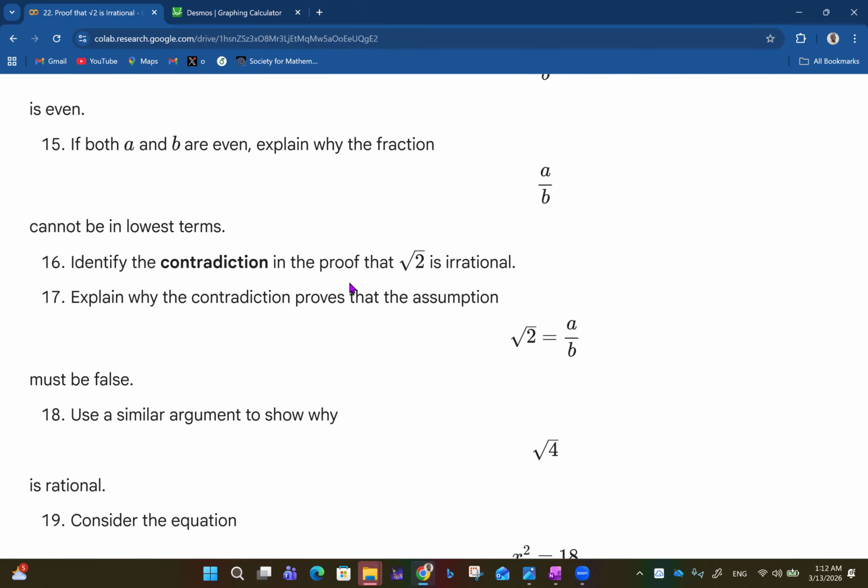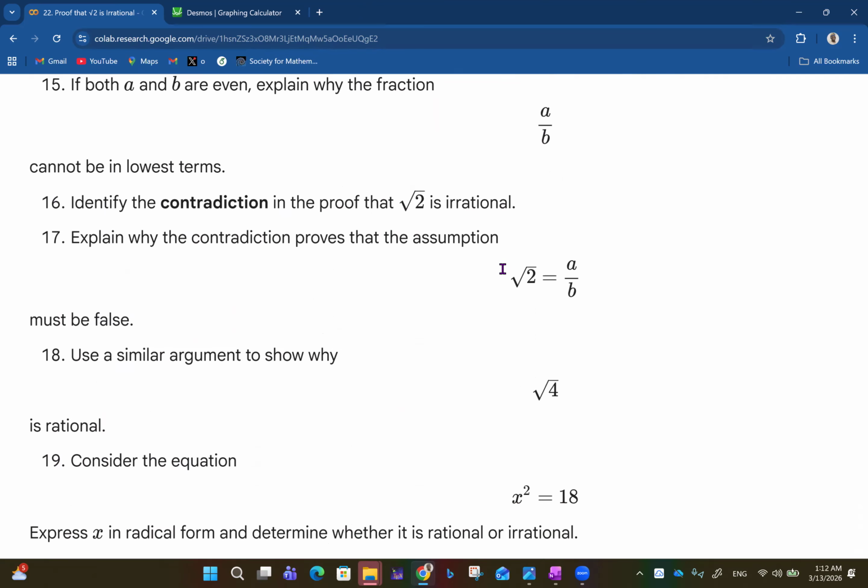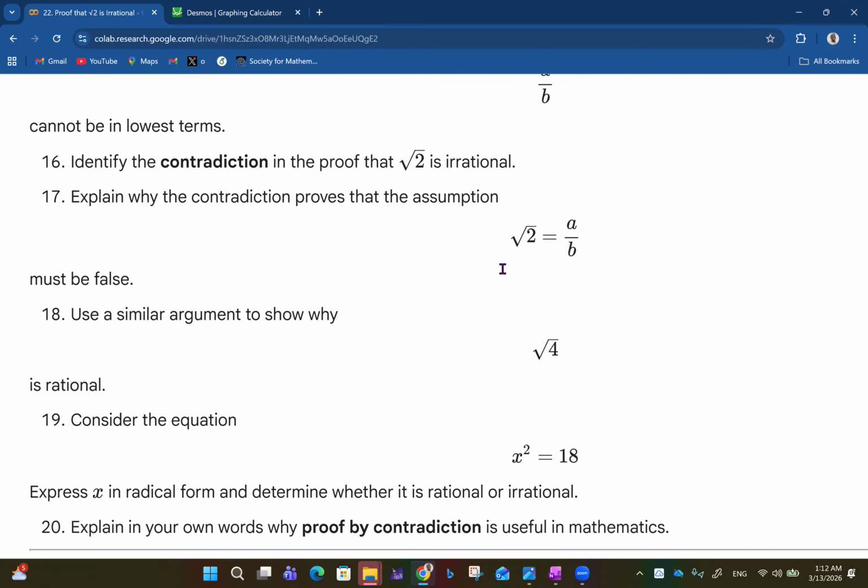Then 16, identify the contradiction and prove that root 2 is irrational. I mean, the fact that root 2 is rational is not possible because if you express root 2 as a over b, it ends up being that both a and b are even, and that's not true. That won't work for root 2 being expressed as a over b. Explain why the contradiction proves that the assumption root 2 equals a over b must be false. That's just what I explained, because we end up seeing that both a and b are even, and that means a and b have 2 in common, and we also have 1 in common. And if it were to be true, a and b should only have 1 in common.